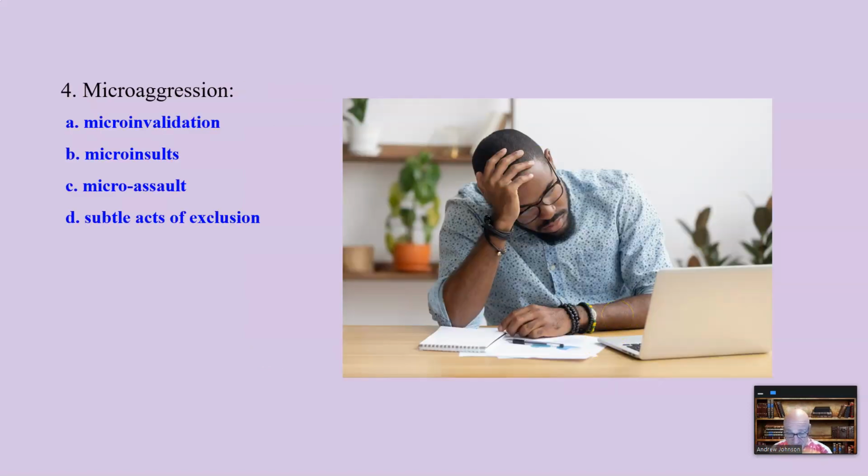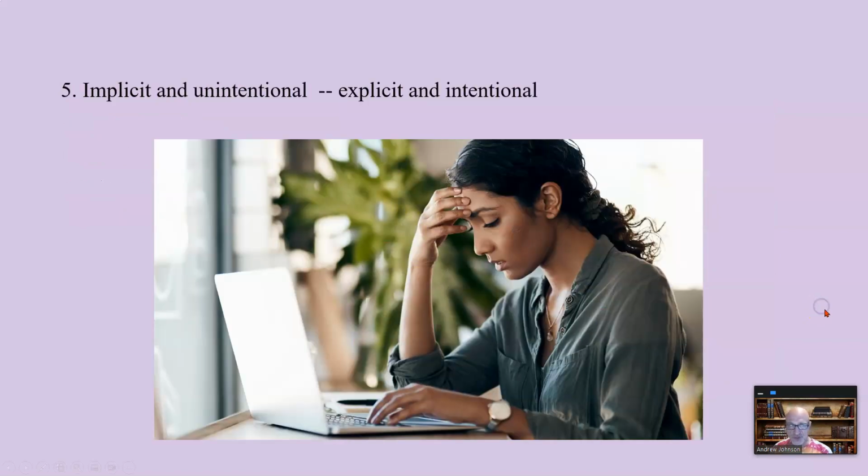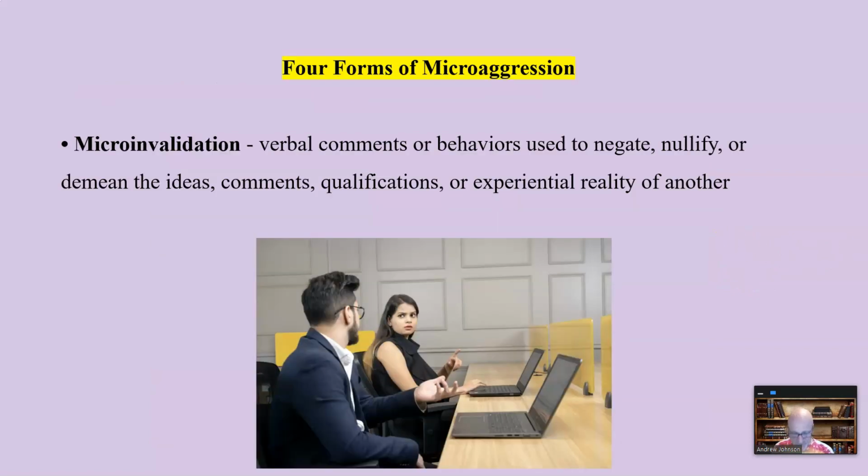Microaggression is a superordinate term that includes microinvalidation, microinsult, microassault, and subtle acts of exclusion. Now, these can be both implicit and unintentional, or explicit and intentional. Let's take a look at the four. First, microinvalidation. This occurs when individual verbal comments or behaviors are used to negate, nullify, or demean the ideas of another person, or their comments or qualifications, or their experiential reality.